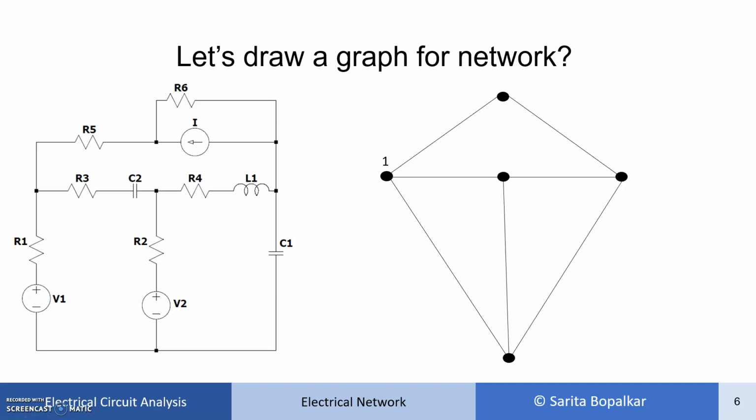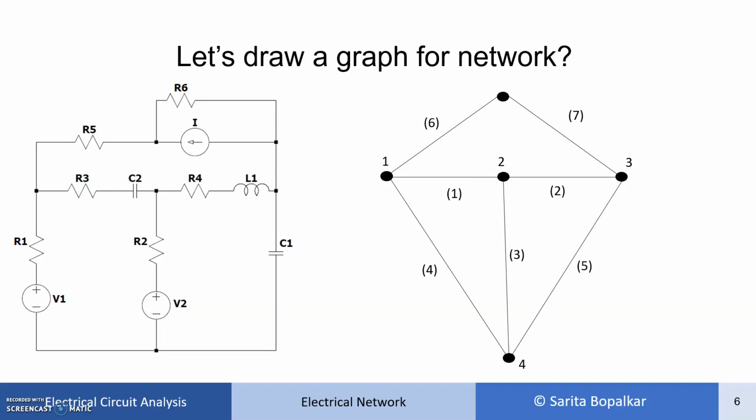Now next step is to mark or number all the nodes and branches. So this is numbering for nodes 1, 2, 3, 4 and 5. Okay, this should be 5. Now numbering for branches. For branch numbers we are using brackets to differentiate node numbers and branch numbers. So this is first branch, second branch, third branch, fourth branch, fifth branch, sixth and 7.